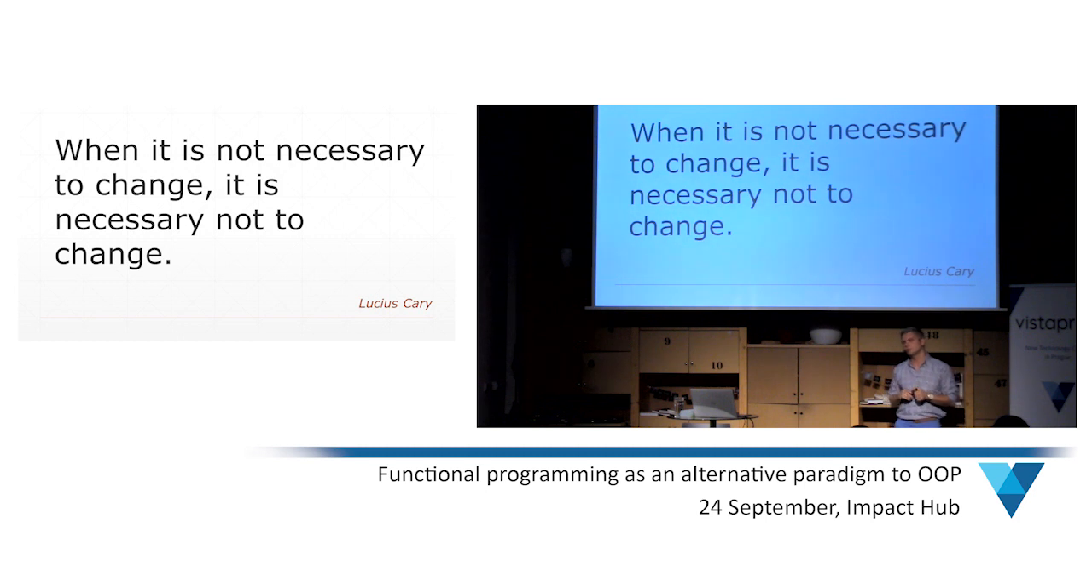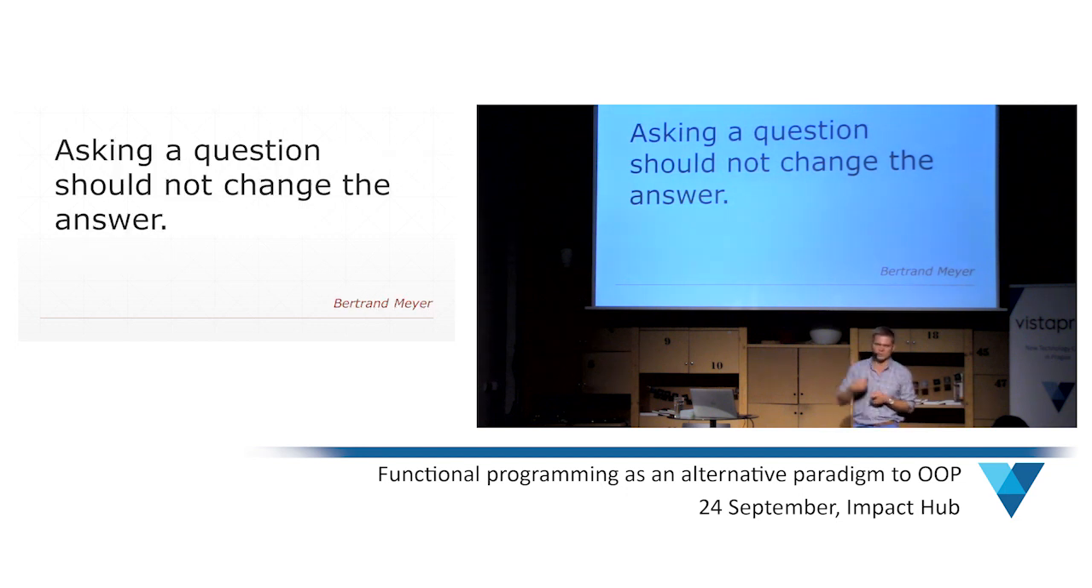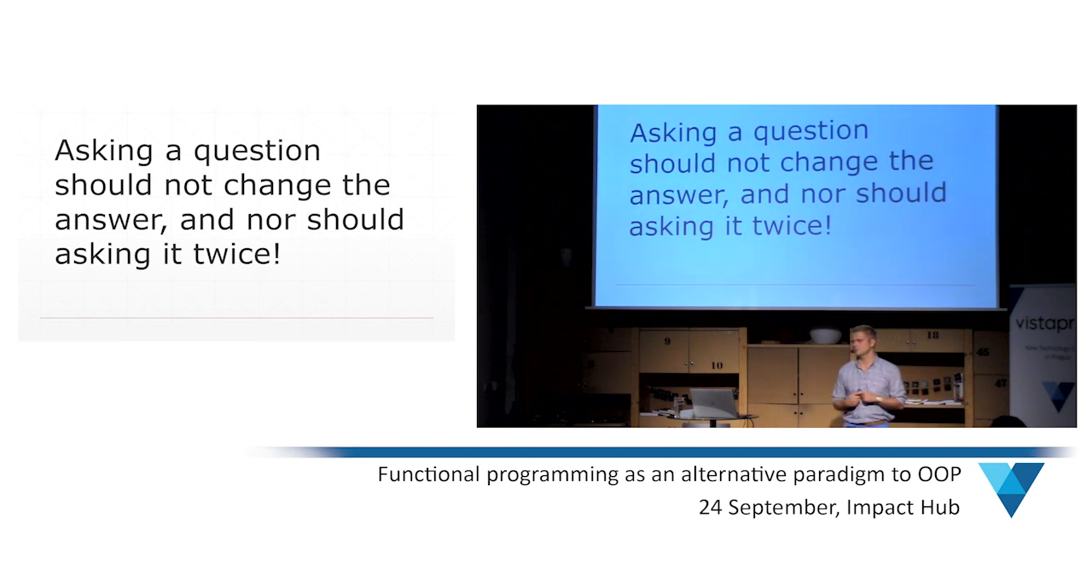We do so many mutations, so many updates of states in object-oriented programming and imperative programming mainly, that we then produce so many bugs on that. It's better to have a flow in the pipeline and just no update, and that's really easy to test. Imagine a function which gives you the same result for the same input all the time. Super simple to test as many times as possible, because asking a question should not change the answer. If you ask your function, give me the result, it always should give you the same result. So asking a question should not change the answer, and nor should asking it twice.